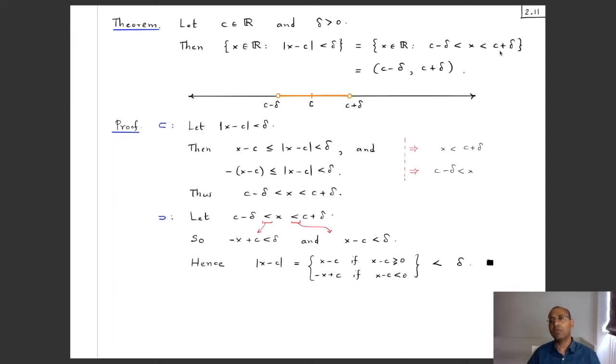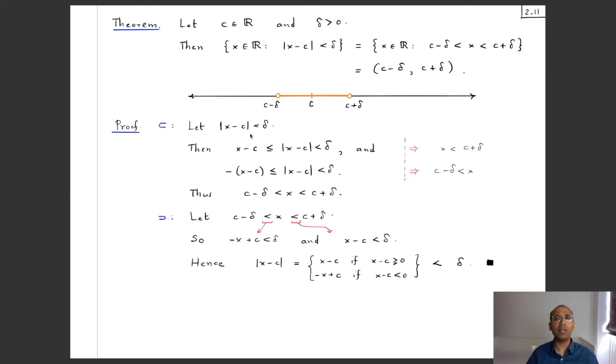Now from here to here, that's just the definition of this open interval. So there is no content in this equality, but this is the main thing, that this inequality is somehow equivalent to these two inequalities. So that's what we want to show. To show that this set is the same as this set, I have to show that this set is included in this one, and vice versa, this set is included in the other one. So let's start with the fact that this set is included in this one.